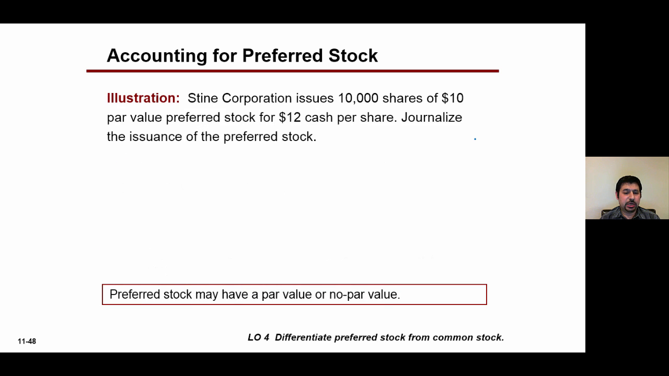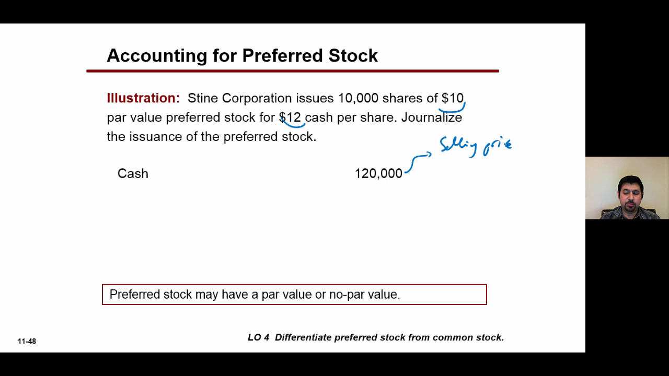So let's see how we make the journal entries for these. Stein Corporation issues 10,000 shares of $10 par value preferred stock for $12 cash per share. The journal entry to record the issuance will include, once again, the company has issued 10,000 shares of $10 par value for $12. So this is par value. This is the selling price. The company will debit cash 120,000. This is according to the selling price.